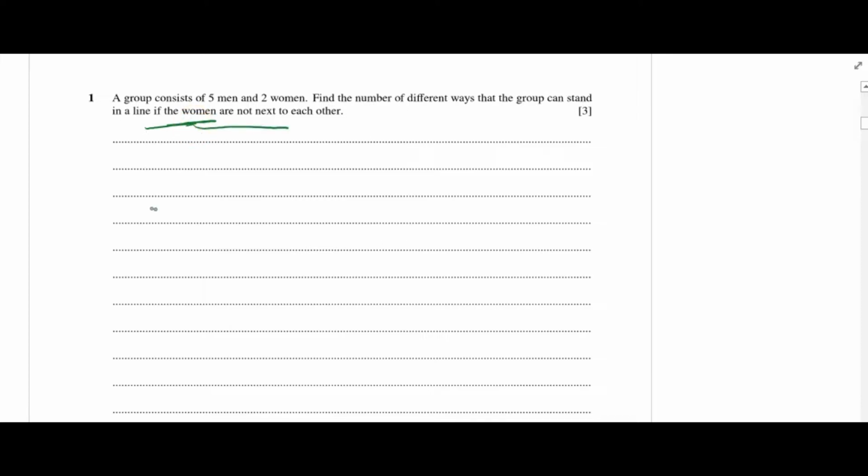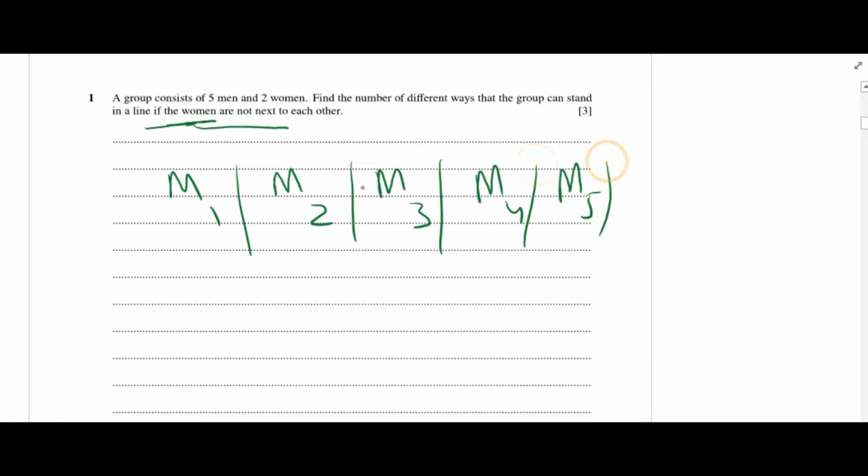To solve such a question, we have to arrange the men in order first. These are different men, so we can arrange these 5 men in 5 factorial ways. So your first answer would be 5 factorial multiplied by.